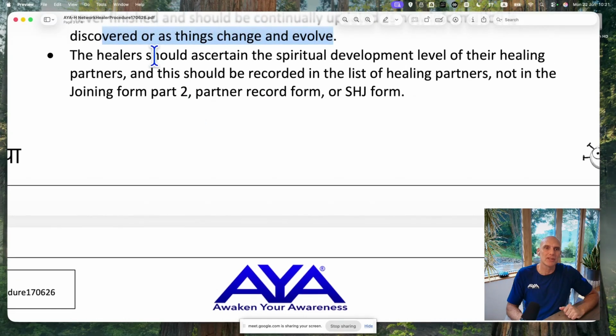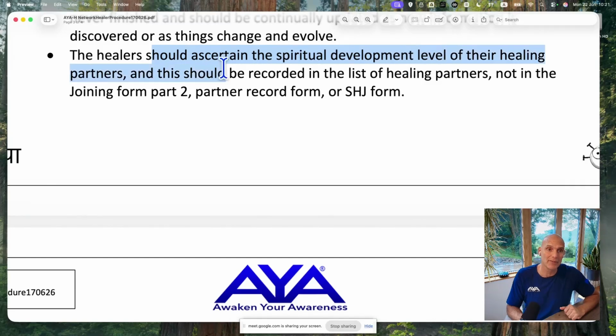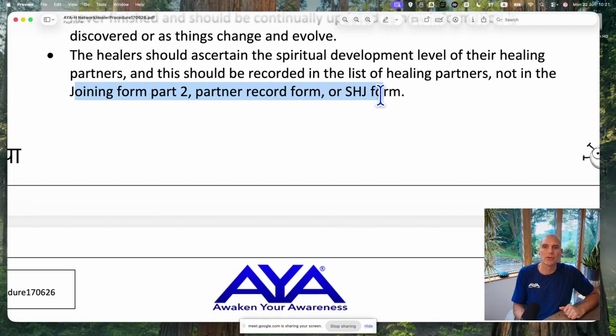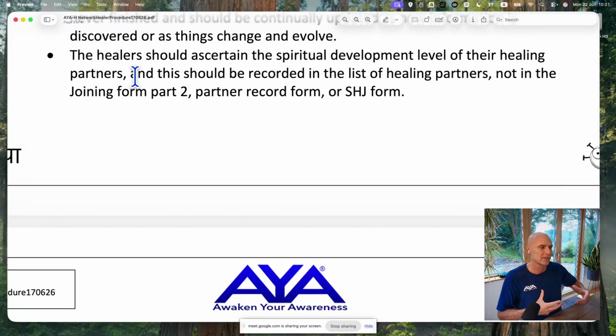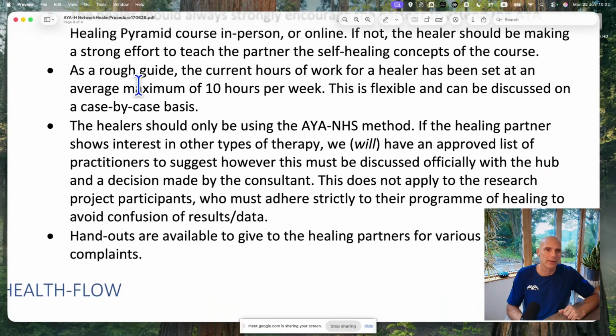Okay, the healers should ascertain the spiritual development level of their healing partners. This should be recorded in the list of healing partners, not in the joining form part 2 or the partner record form or the SHJ forms. We want to keep that information separate. We don't want it to be part of the official records because it's just the side notes of the healers, really, at the end of the day. And it's so subjective that it shouldn't really be part of the official records. But it is important.